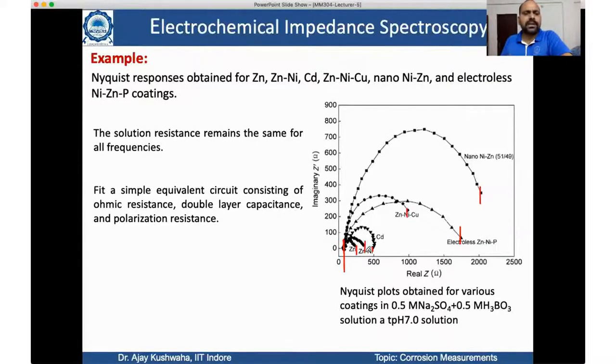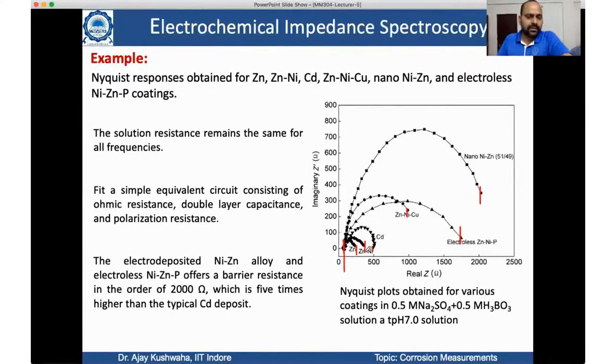Now fit a simple equivalent circuit, as we discussed earlier, consisting of ohmic resistance, double layer capacitance and polarization resistance. We can get these values, and the outcome reported was that the electrodeposited nickel-zinc alloy, electroless nickel-zinc and phosphate offer a barrier resistance in the order of 200 ohm, which is 5 times higher than the typical cadmium deposition, right?